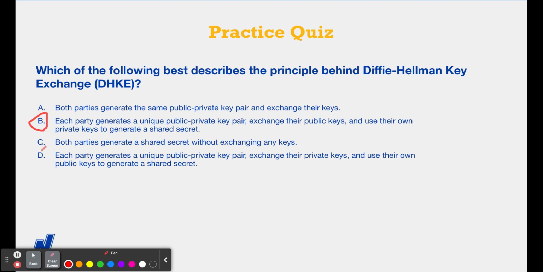So I know B and D sound very familiar, but please keep in mind the last part. This may be a way of how I ask a certain quiz question, so keep in mind the differences that we have here. Make sure that we follow these public and private. We have to understand that the private key is used to generate a shared secret, and that the public keys are exchanged, not the private.